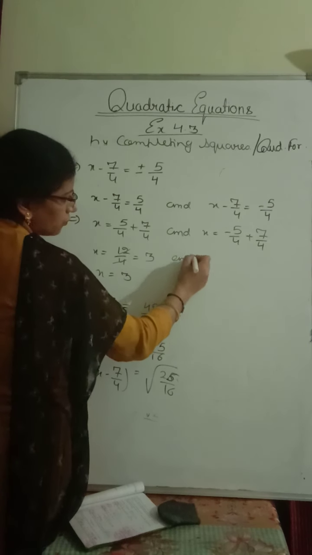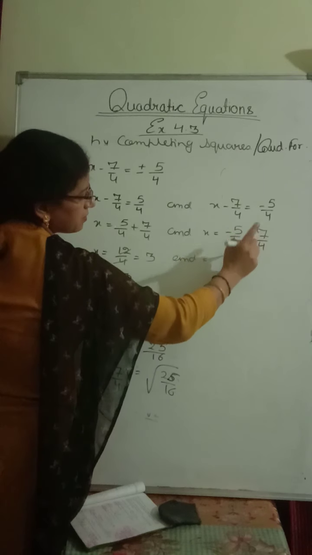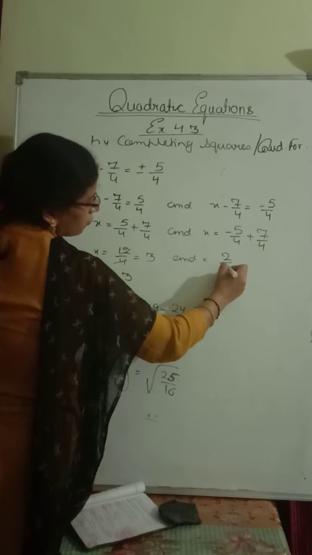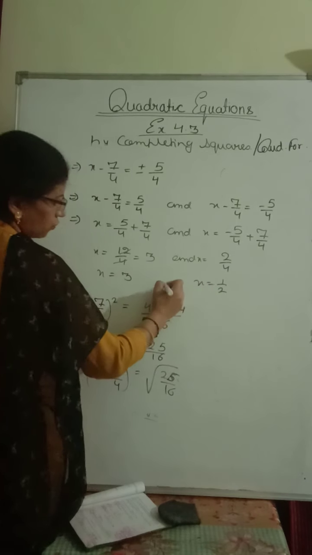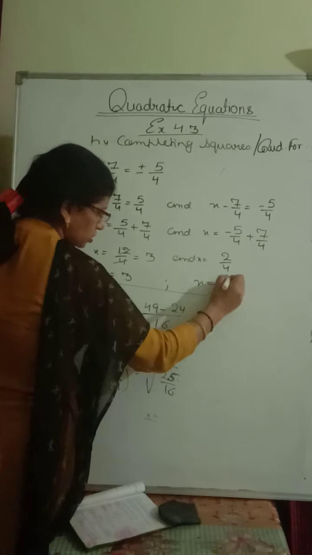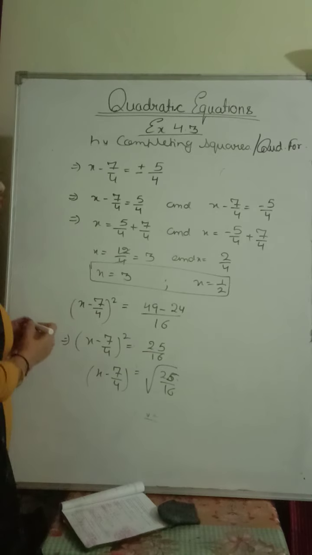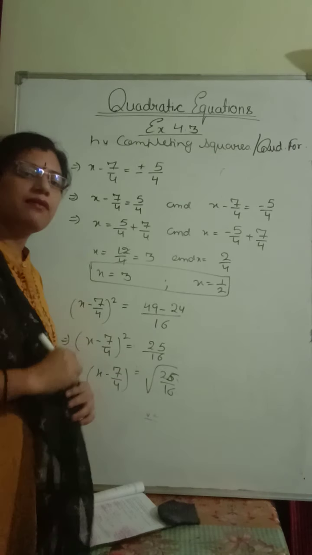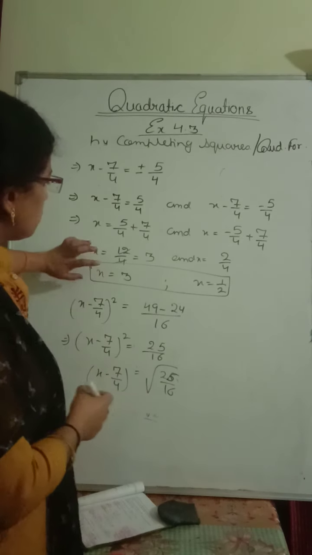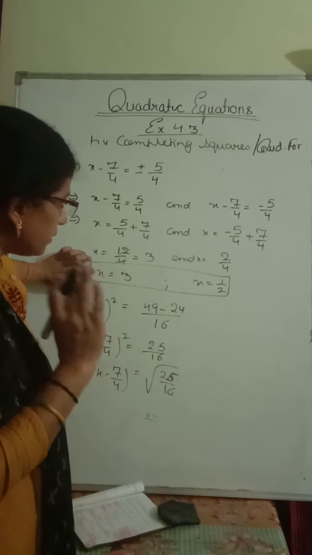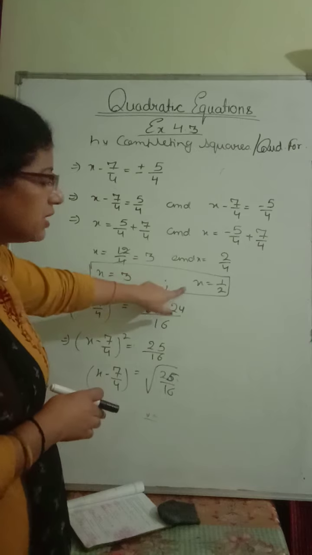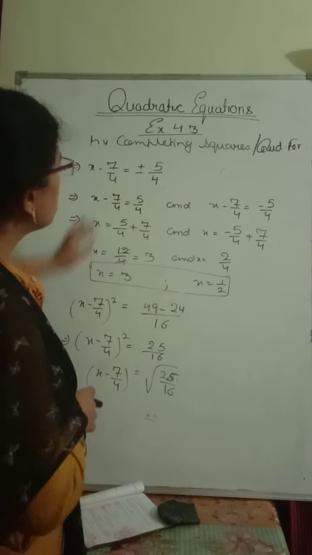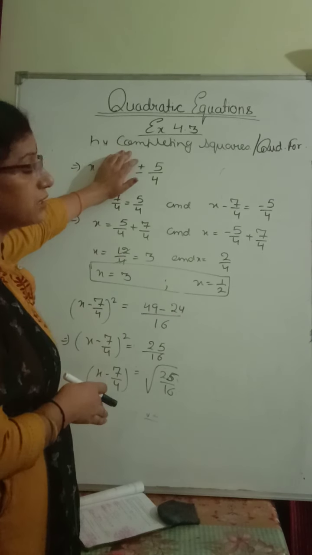And here what will we get? Same, minus 2 upon 4. So that means x equals 1 upon 2. So we get two values of x: x equals 3 and 1 upon 2. So you have seen in the beginning we found the discriminant. Whenever discriminant is greater than 0, two distinct real roots will come. Okay. So first we have done by completing the square.